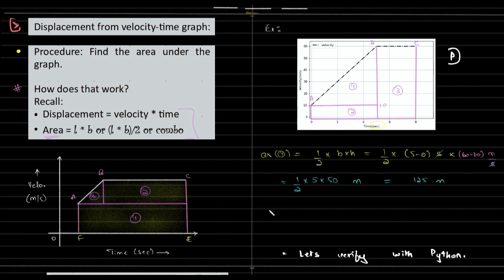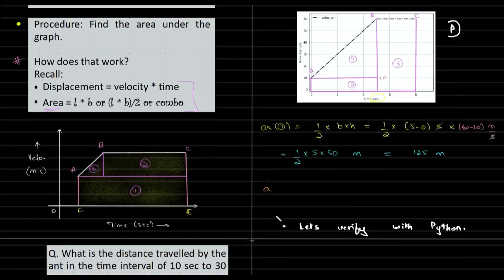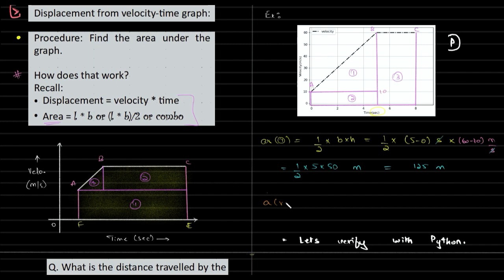Next, let's find the area of region 2. The area in region 2 will be L into B. So this is 5 into height 10. 5 into 10 is 50 meters. Again, same logic: seconds and meter per second get multiplied, and because we have seconds common in numerator and denominator, they get cancelled, and we have meter.